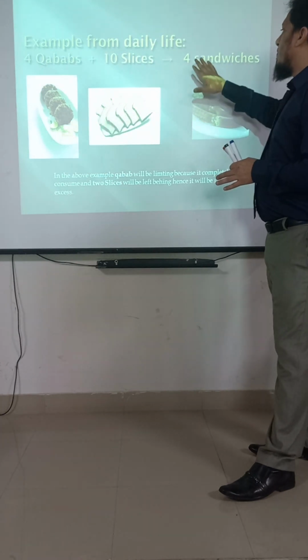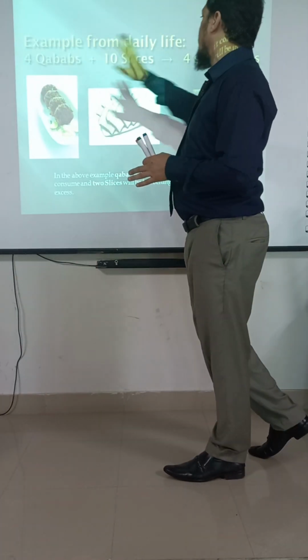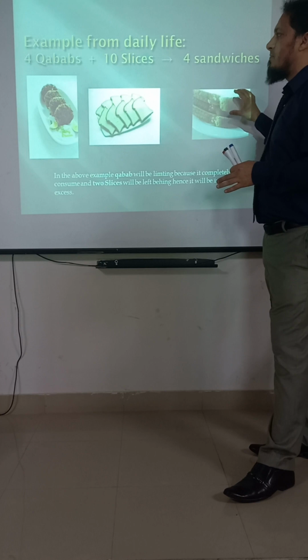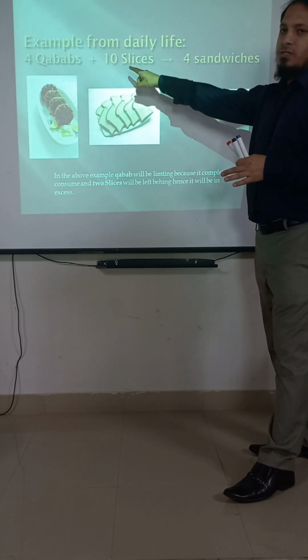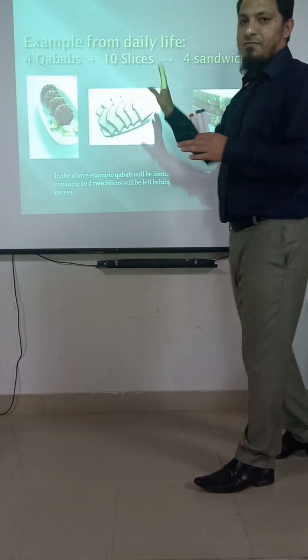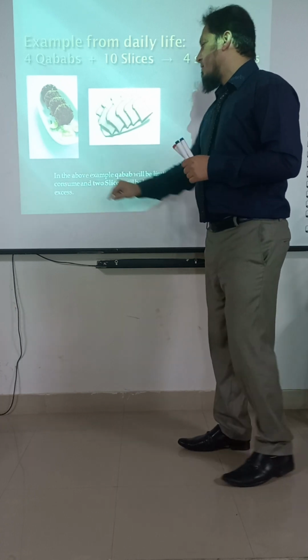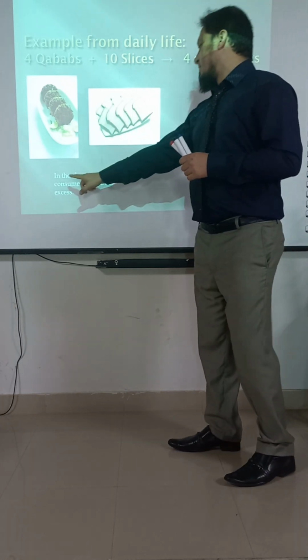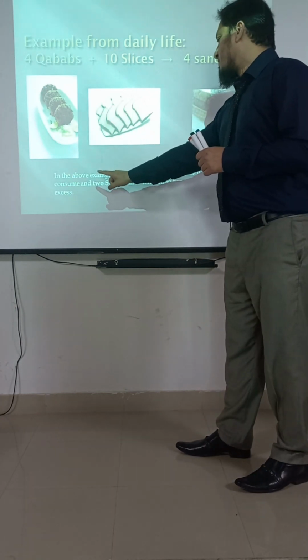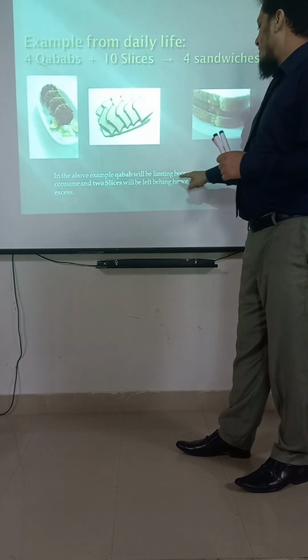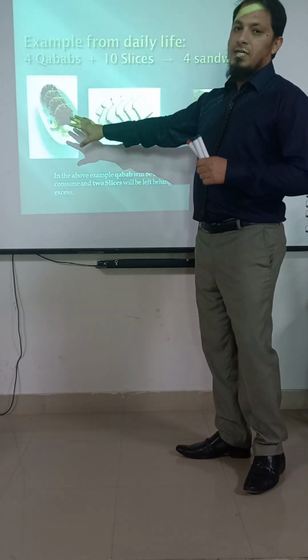So how many kebabs do we require? 4 kebabs, and how many slices do we require? Only 8. So 2 of the slices will be left behind. So here we take a common example. In this example, I wrote over here that kebab will be what? Limiting reactant, because it is completely consumed.